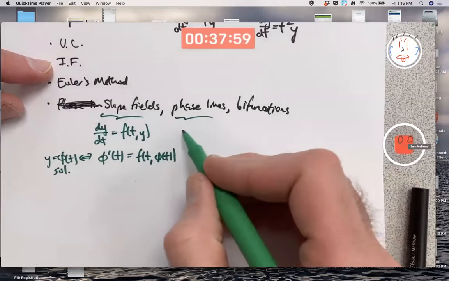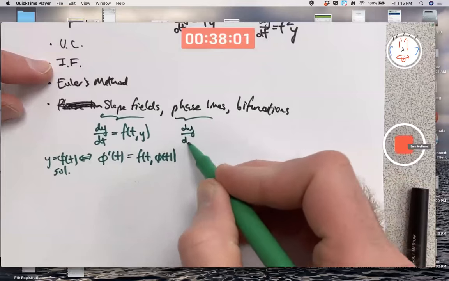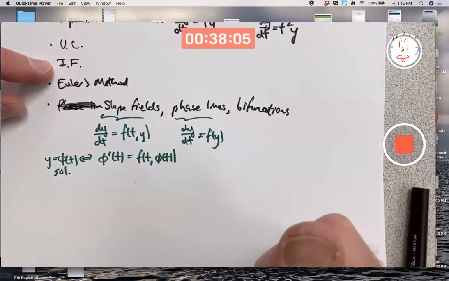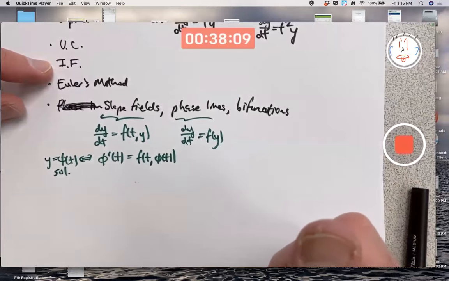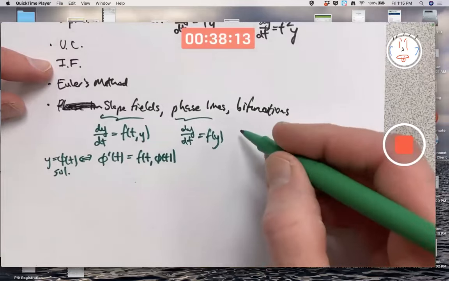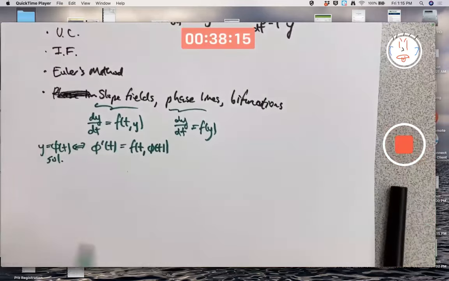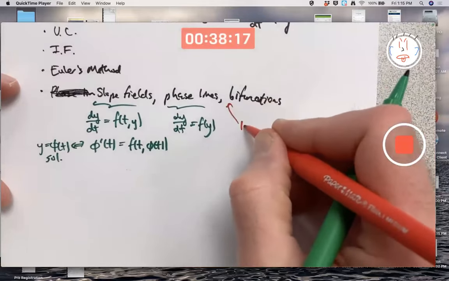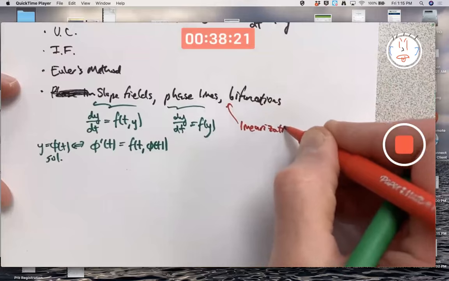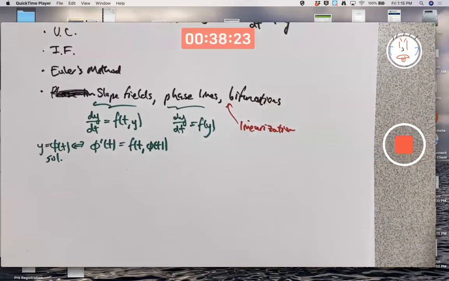Phase lines are only for autonomous differential equations, so the right-hand side only depends on y. That's the only place where we draw phase lines. Bifurcations, and I could also add in here linearization as well. We had the linearization theorem, the one-dimensional version in chapter 1, which is a precursor to the Hartman-Grobman theorem.